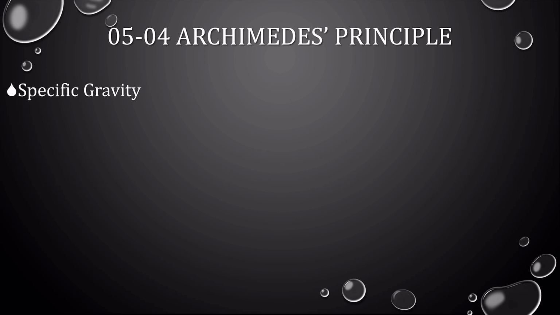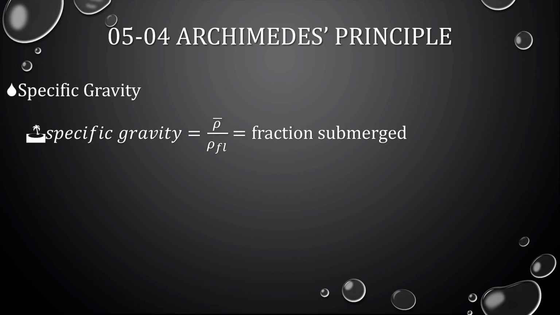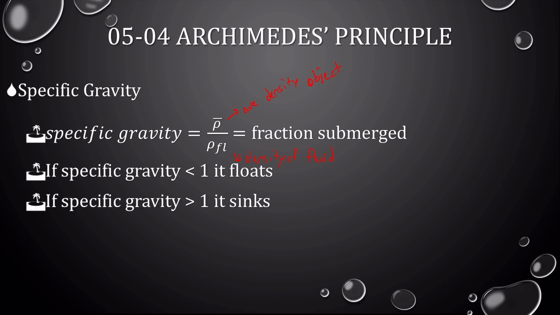We can put this idea together with specific gravity. Specific gravity is the average density of the object over the density of the fluid. So that ratio equals the fraction of the object that is submerged. Since it's the fraction that's submerged, if it's less than 1, it's floating. If it's greater than 1, it sinks.